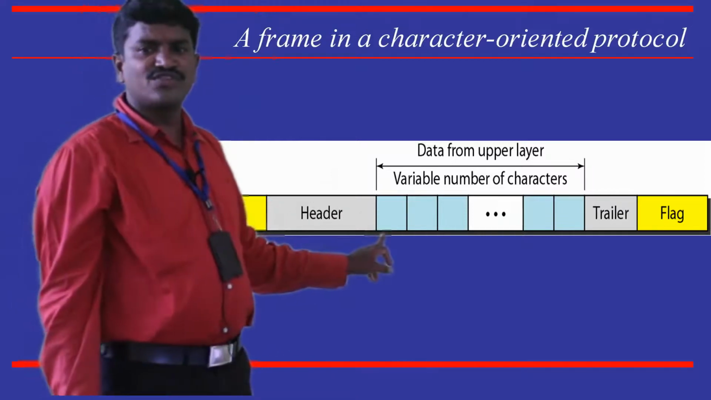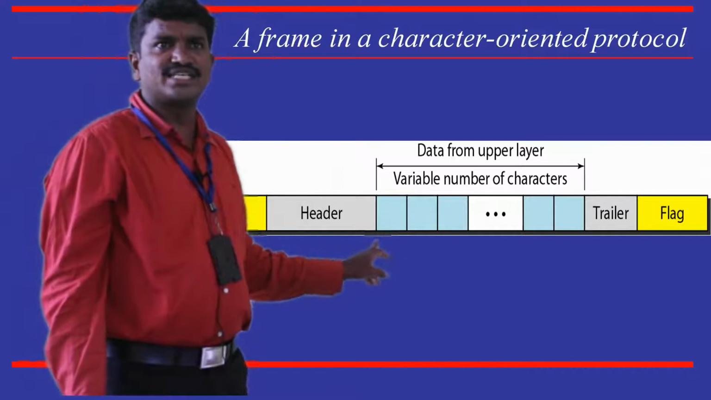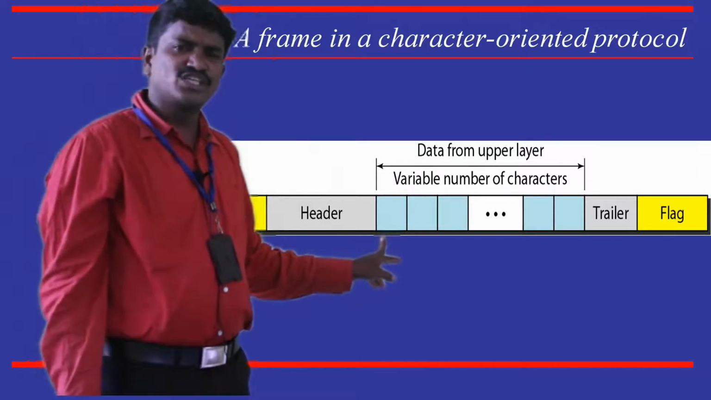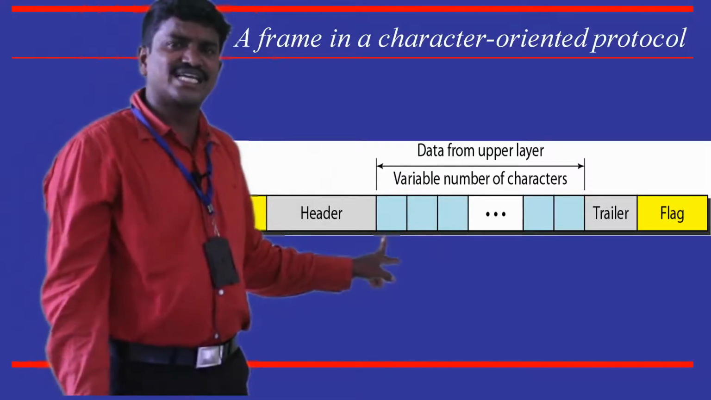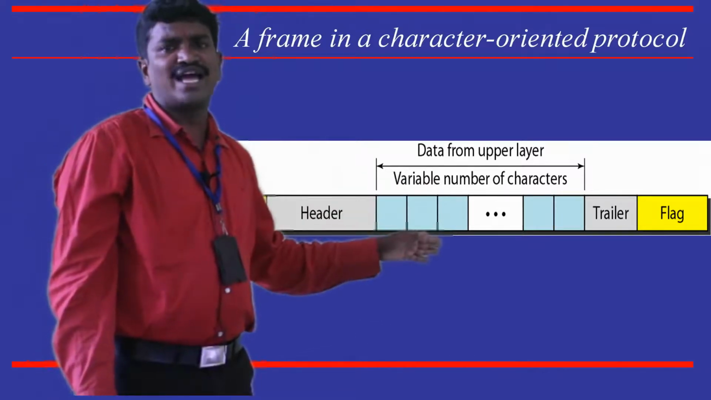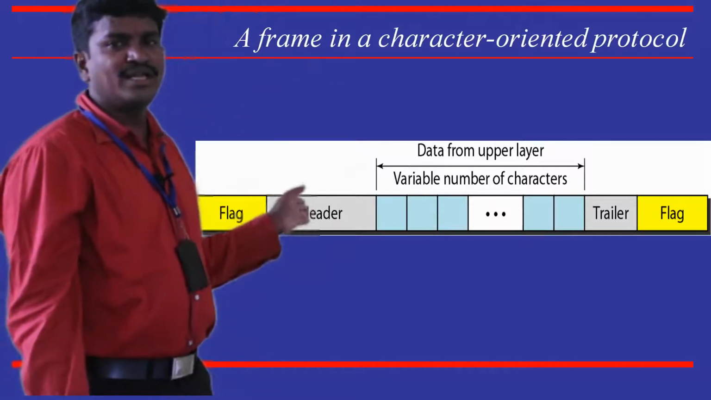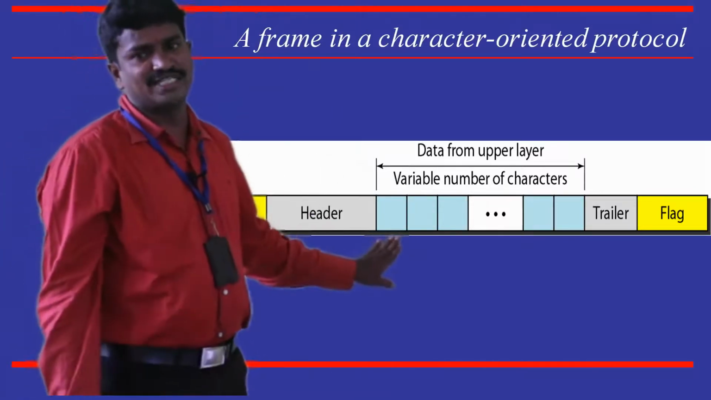If you are only transferring text, text is represented with 256 ASCII values. Okay, 256 ASCII characters are there. So I am not going to select the flag from that 256 set. We will select from another range, so that it may not be part of the text.